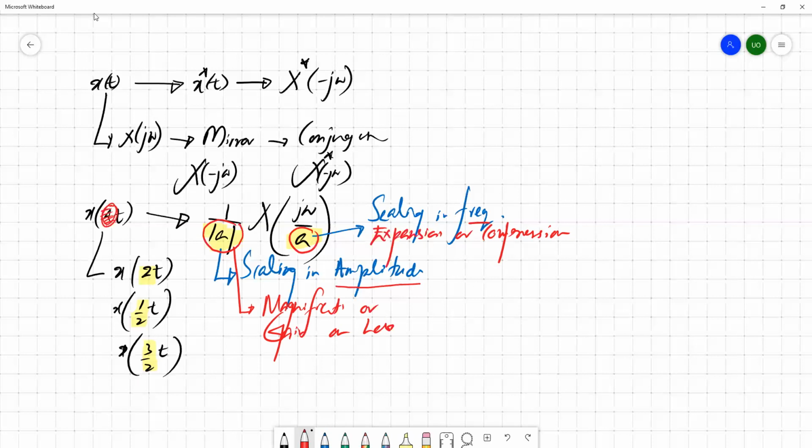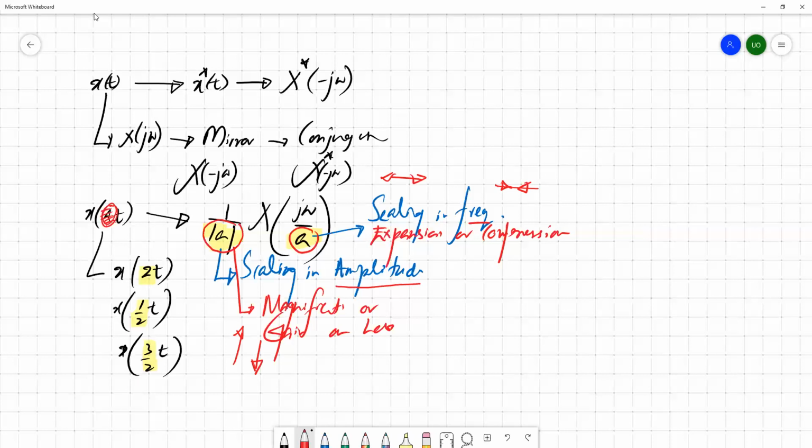So this magnitude may be increased or this magnitude may be decreased. So this spectrum would be expanded or this spectrum would be compressed. The initial spectrum would be compressed or expanded depending on the value you take. At the same time, the magnitude of the initial spectrum would be increased or decreased depending on the value of A.